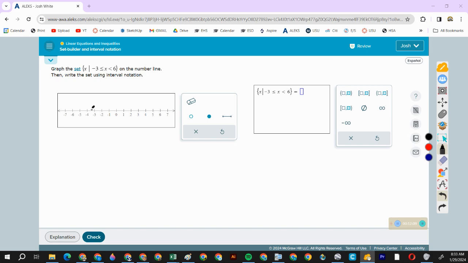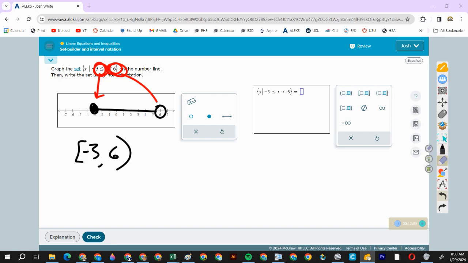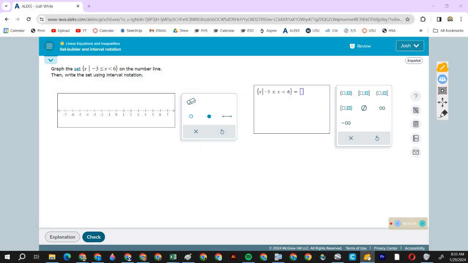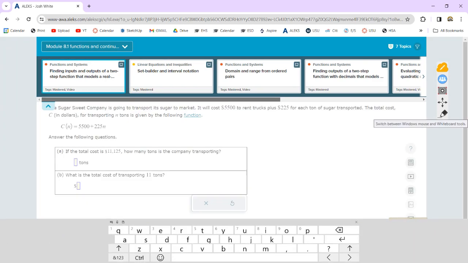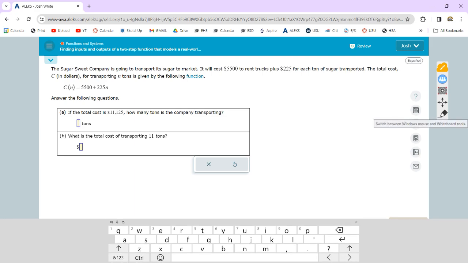All right, -3 gets a closed circle, 6 gets an open circle, everything in between. So that would be bracket, -3, comma, 6 with the parentheses. So equal to is a closed circle. Not equal to is an open circle. Okay.